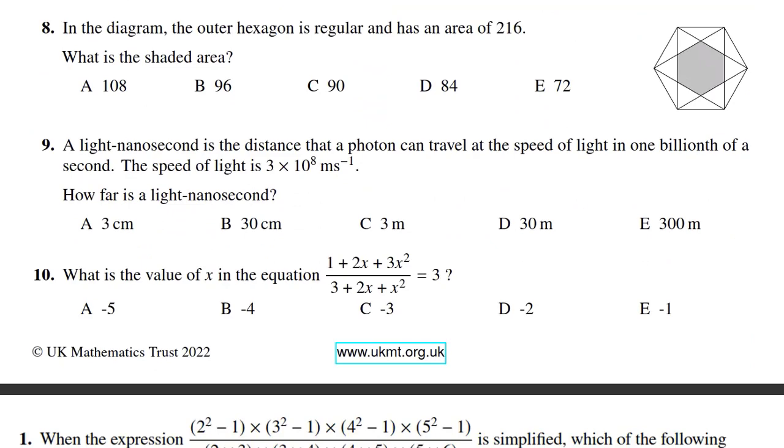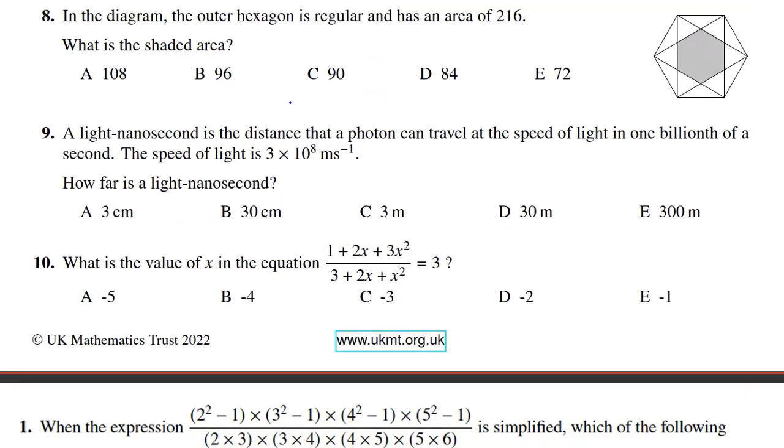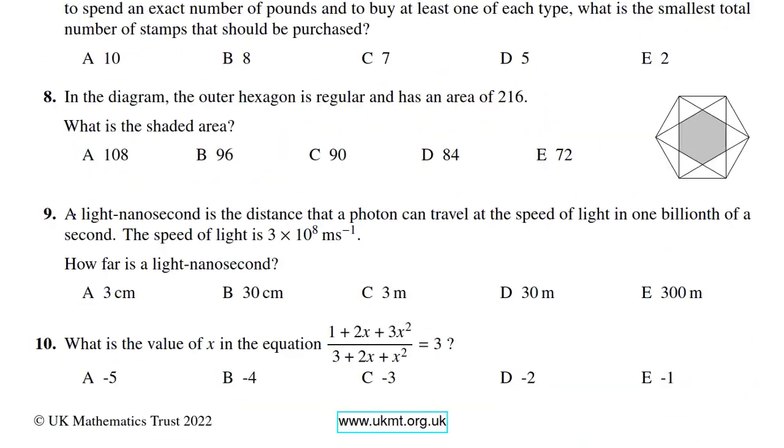Let's try problem 9. A light nanosecond is the distance that a photon can travel at the speed of light in 1/billionth of a second. The speed of light is 3 times 10 to the 8 meters per second. How far is a light nanosecond?